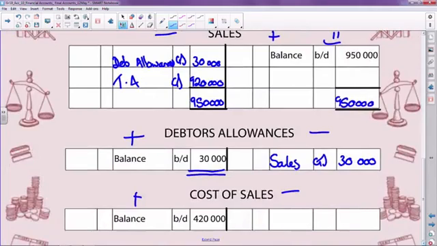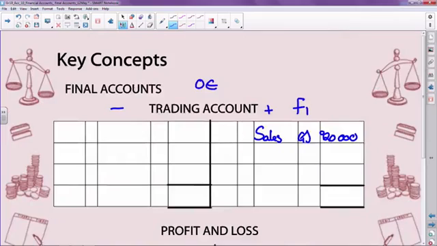What do I do? I take it to the trading account. Please don't abbreviate like I'm doing it. You need to write it out in full. How much is your cost of sales? 420. And now, where do I take it? To trading account. What side? I have a credit here. So now I need to have a debit in my trading account, which is here. I'll go and write cost of sales, GJ, and I have 420,000 Rand.